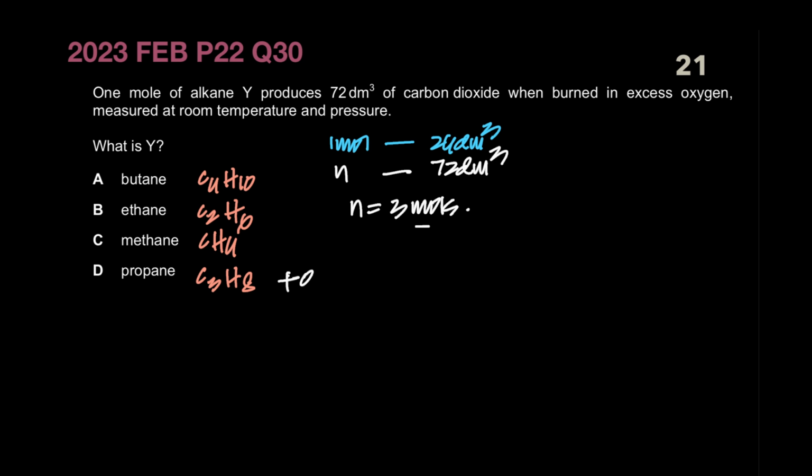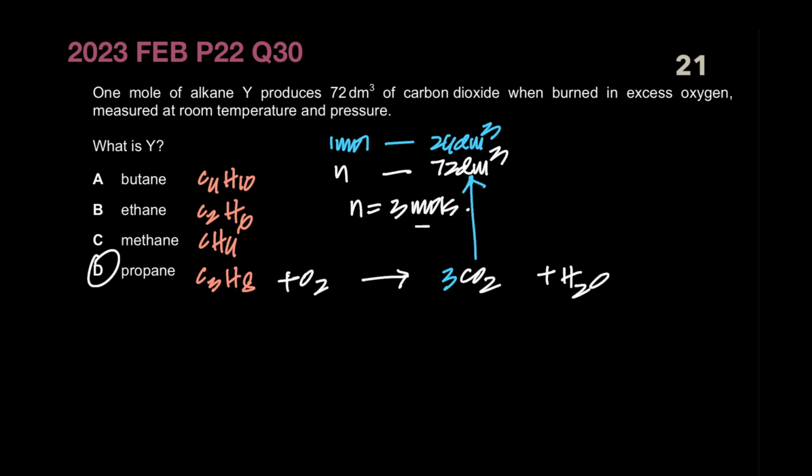So you react them with oxygen, and what's going to happen is carbon dioxide is going to form and water is going to form. So instead of writing all the equations, I could safely select D as the option, because I know that you have 3 carbons in propane, therefore 3 moles of carbon dioxide are going to be produced, and 3 moles literally mean 72 decimeter cube, right?